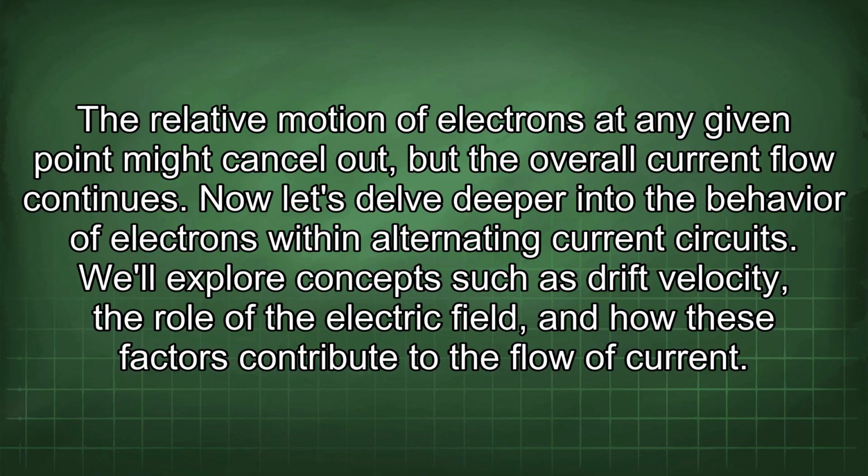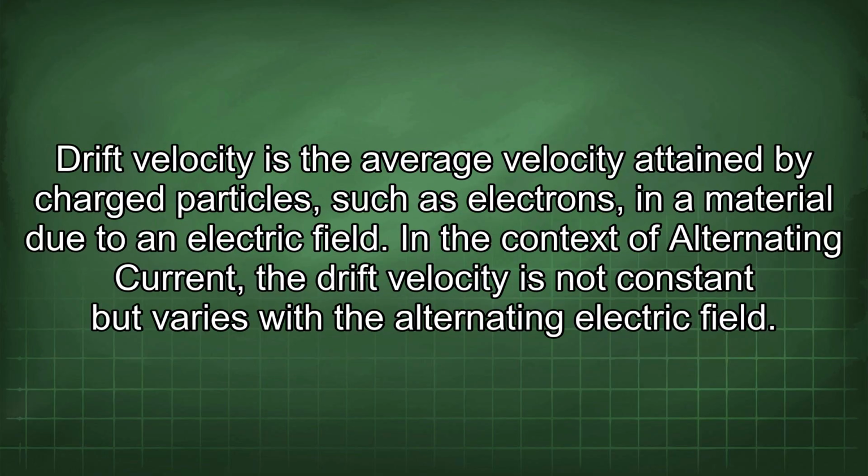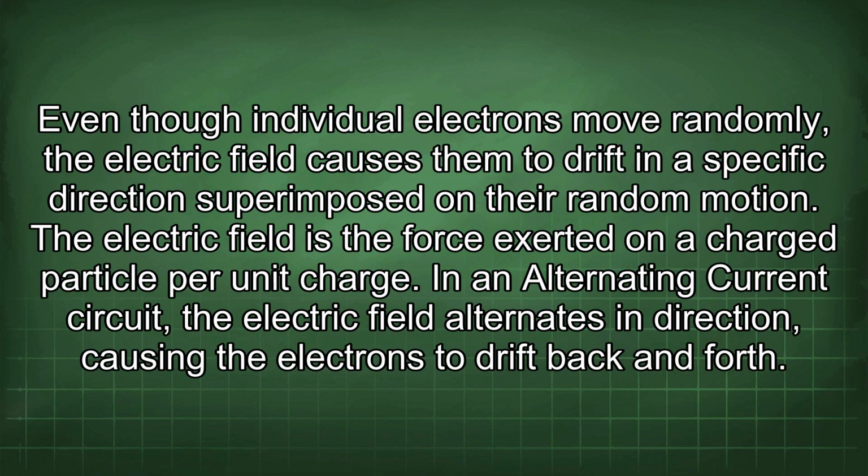Now let's delve deeper into the behavior of electrons within alternating current circuits. We'll explore concepts such as drift velocity, the role of the electric field, and how these factors contribute to the flow of current. Drift velocity is the average velocity attained by charged particles, such as electrons, in a material due to an electric field. In the context of alternating current, the drift velocity is not constant but varies with the alternating electric field. Even though individual electrons move randomly, the electric field causes them to drift in a specific direction superimposed on their random motion.